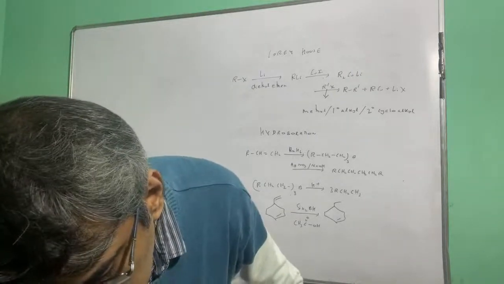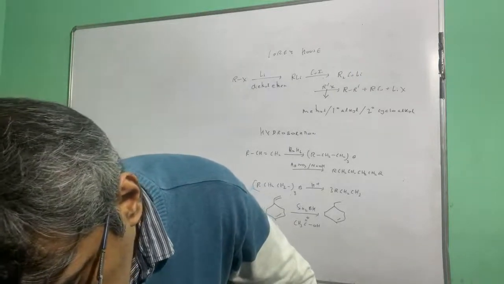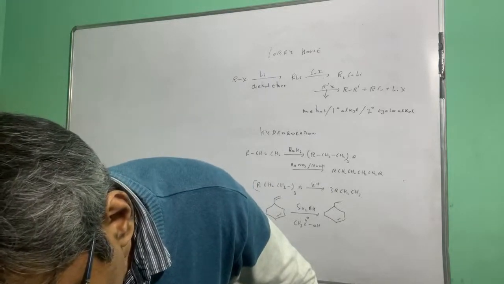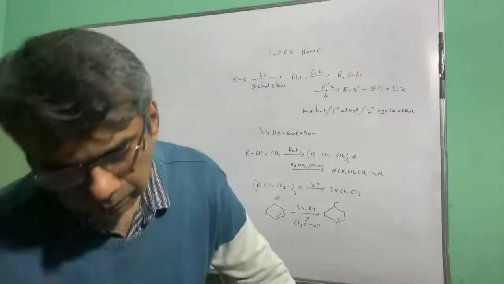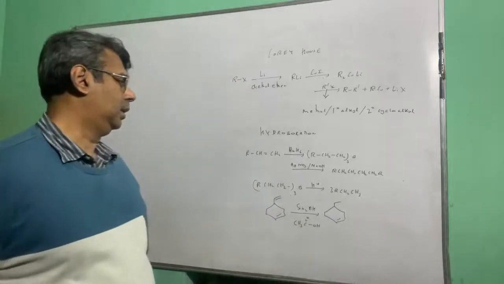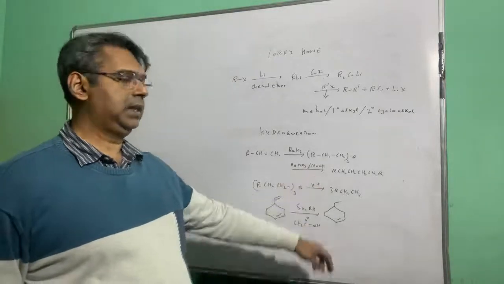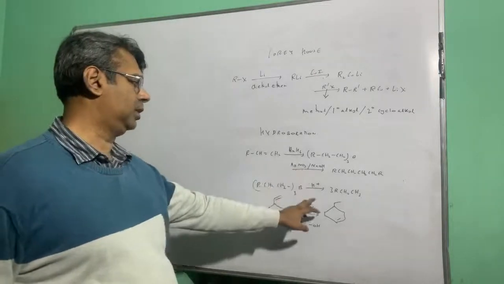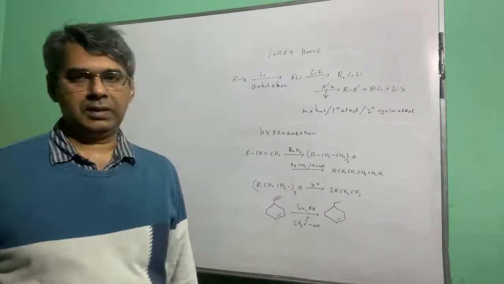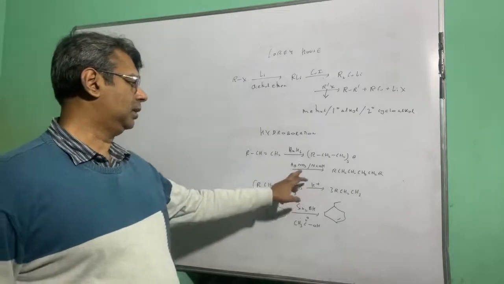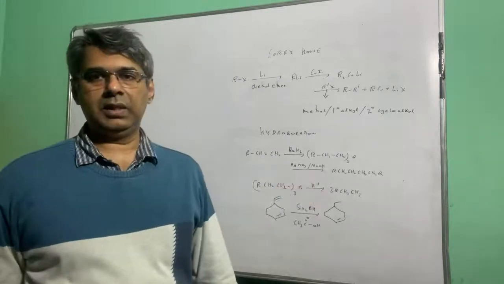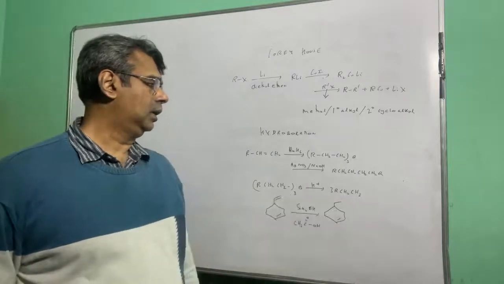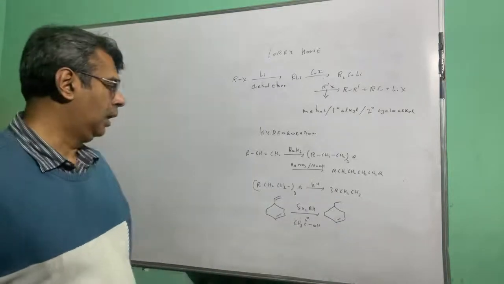And one more thing is that instead of using a basic solution like AgNO3 and NaOH, you can also use acidic medium. So it is not compulsory that you have to use AgNO3 and NaOH, which is obviously basic. You can use acidic medium, then also you will get the alkane.